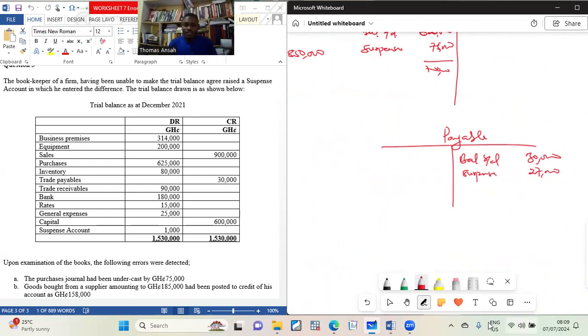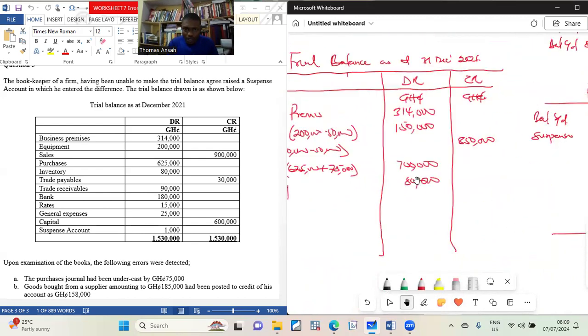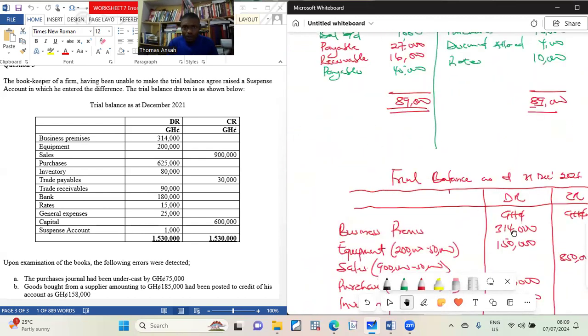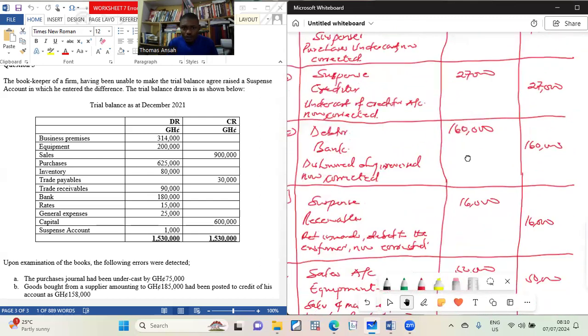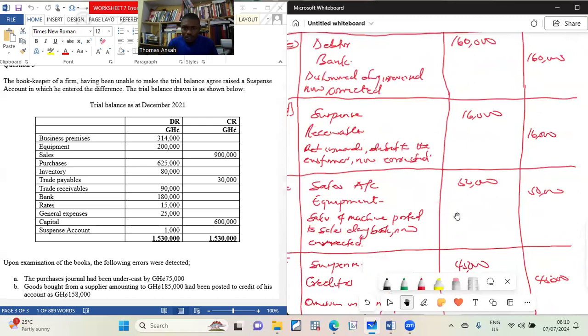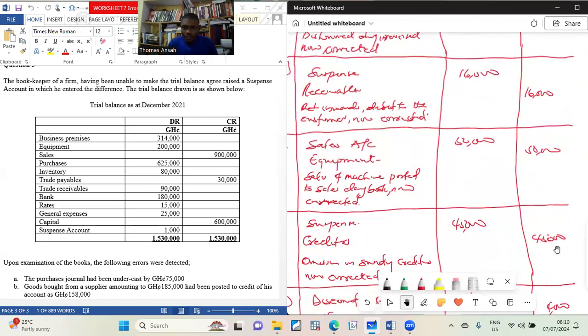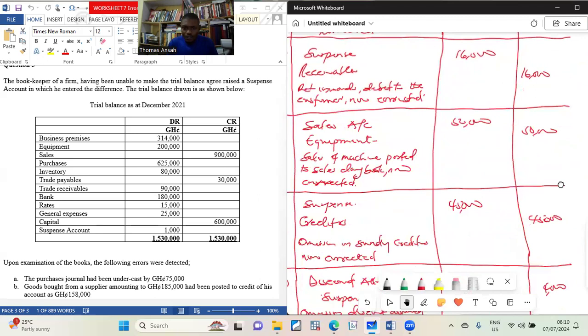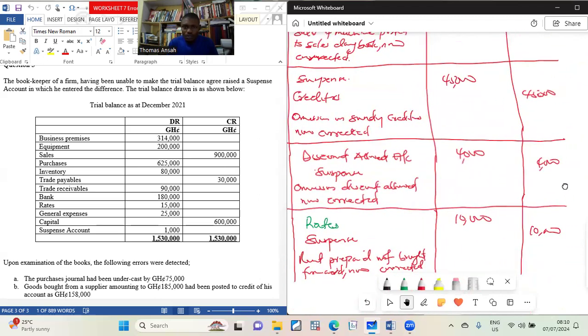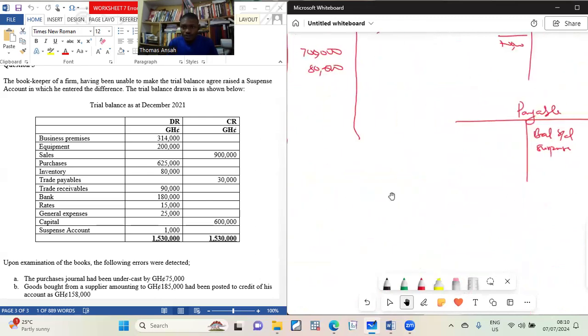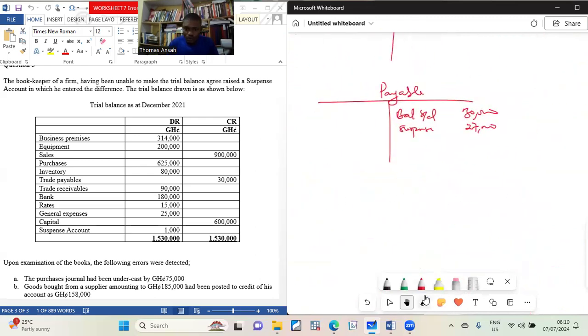Not only that, what else do we have? We need to go back and see the others. What do we have? Where are you? Is there any other thing concerning a creditor apart from this 27,000? There's another creditor here at the credit side. So 45,000. We need to go and deal with that one too. All right, so it's 45,000. So another one, 45,000.